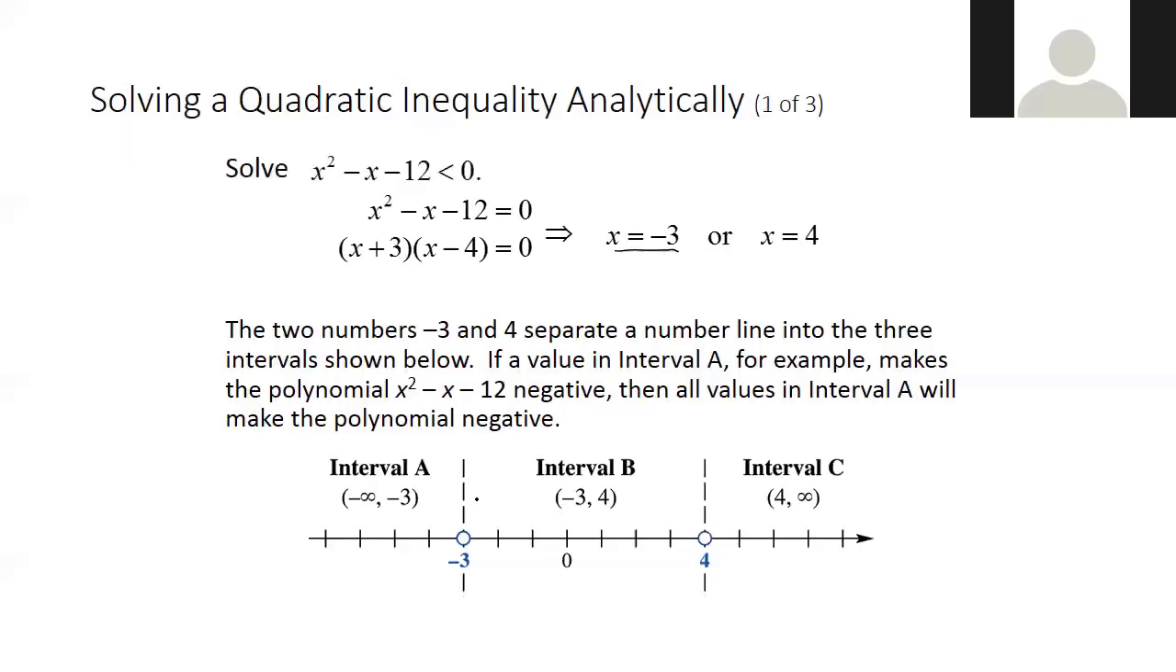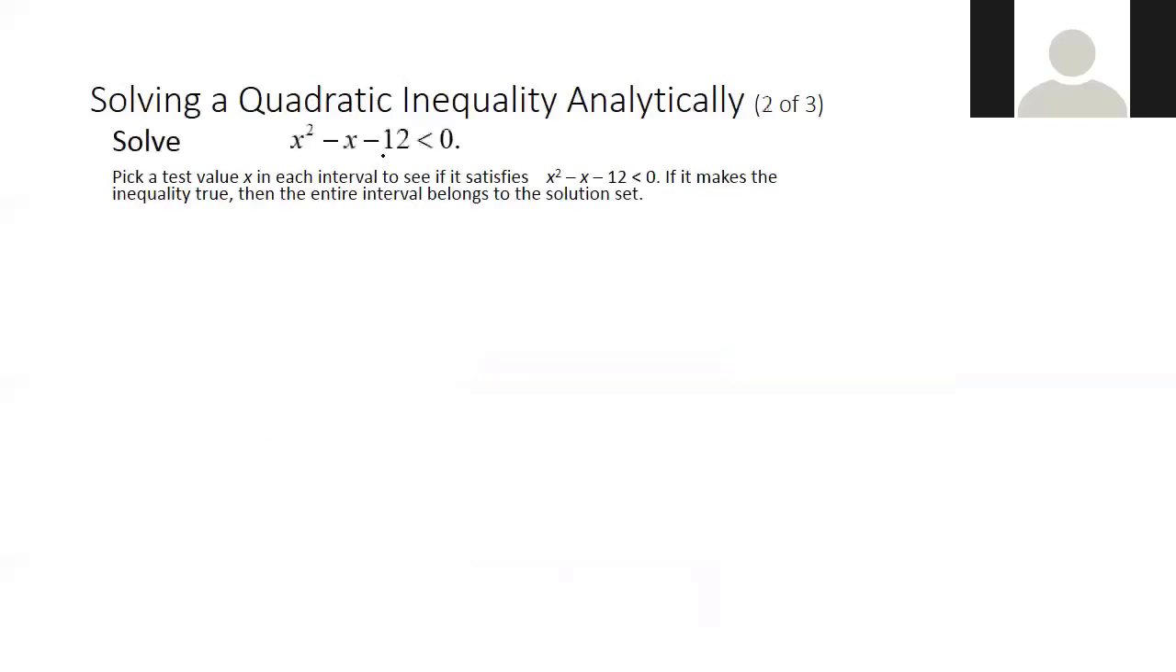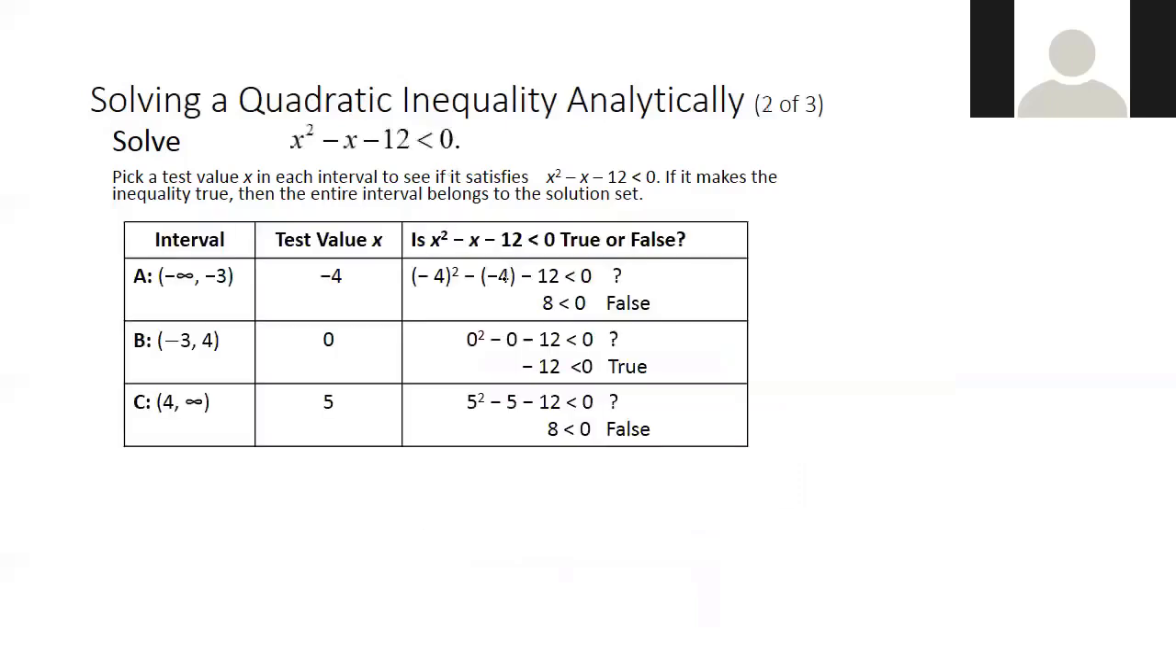If you look at the 3 regions, we can test those out. In this case, we have x squared minus x minus 12 is less than 0. If you look at all the numbers from -infinity to -3, let's draw the figure here again. Let's put it down here. We said -3 is right here. All the numbers from -infinity to -3 would be this region here. Pick any point you want within this region. In this case, we're picking a test point of -4.